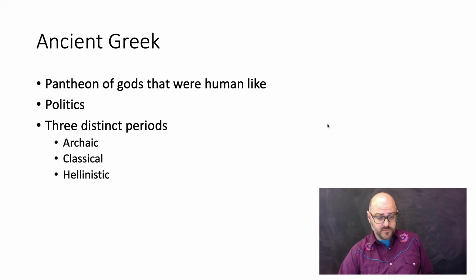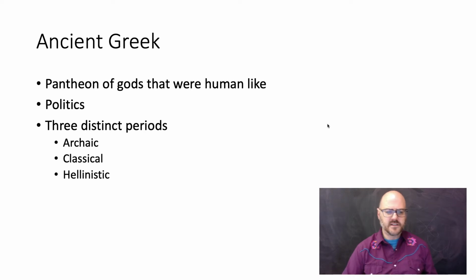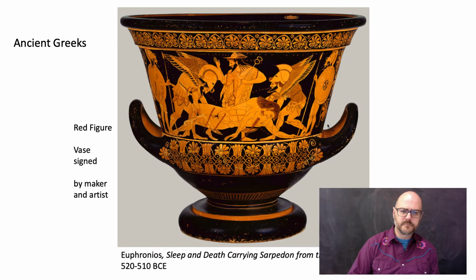And there are also three distinct periods in ancient Greek culture, which we'll go through. There's Archaic, which is the earliest. There's Classical, which is sort of considered the high period of Greek culture and art and architecture. And then the third is Hellenistic, which usually shows a little bit more action and drama and movement in the work. So we'll go through each of those.